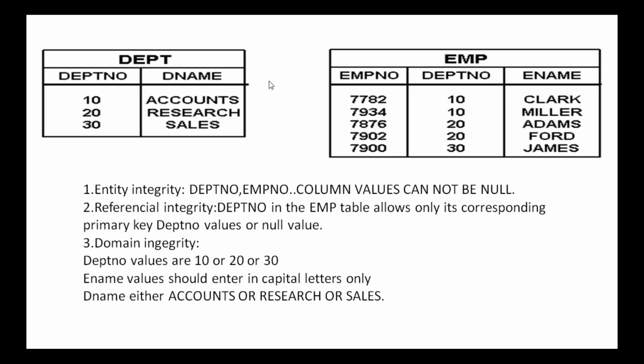And ename values: the employee name should be entered in capital letters only. If you enter small letters, it does not allow. And coming to DNAME, department name, there are only 3 departments: accounts, research and sales. So the department name is either accounts, research or sales. When you see these domain integrity constraints, they restrict unauthorized values into the tables.